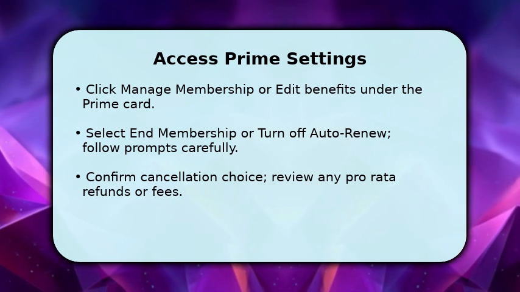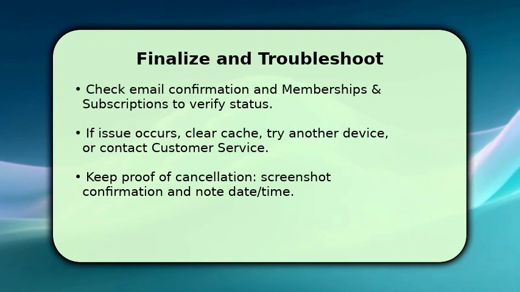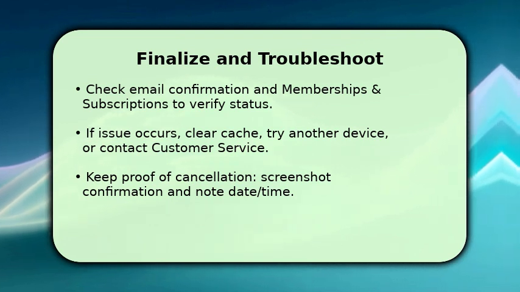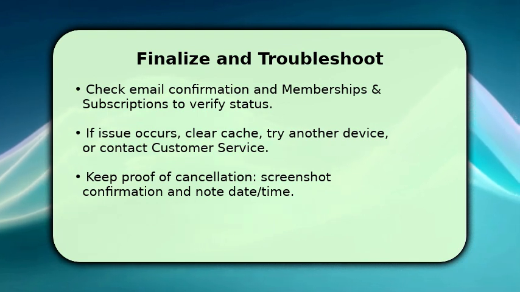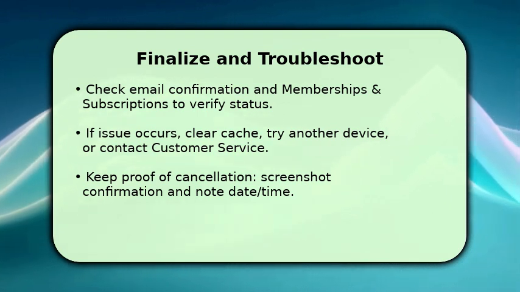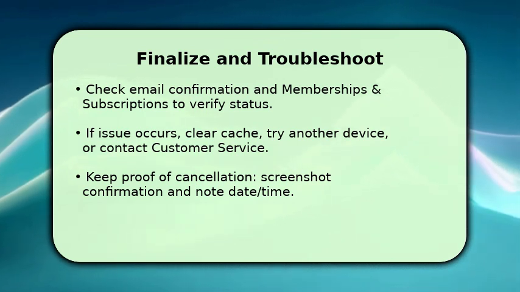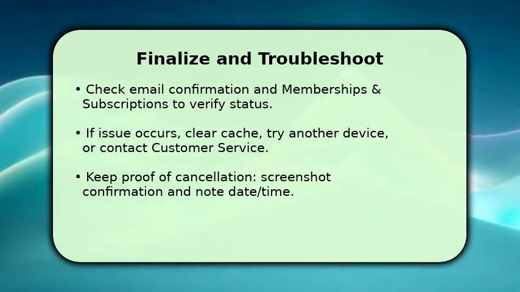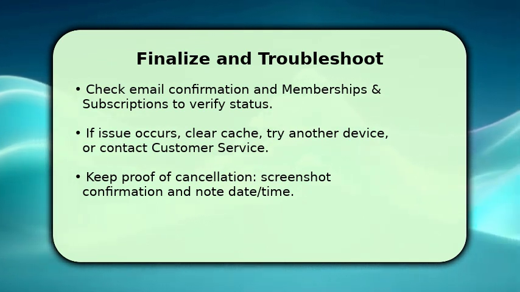After confirming cancellation, watch for an email confirmation and refresh memberships and subscriptions to verify the status change. That proves auto-renewal is off. If the option isn't available or the page errors, clear your browser cache, try a different device, or sign out and sign back in. These steps fix most UI glitches. If problems persist, contact Amazon customer service via chat or phone and provide order/account details. Finally, save a screenshot of the confirmation.